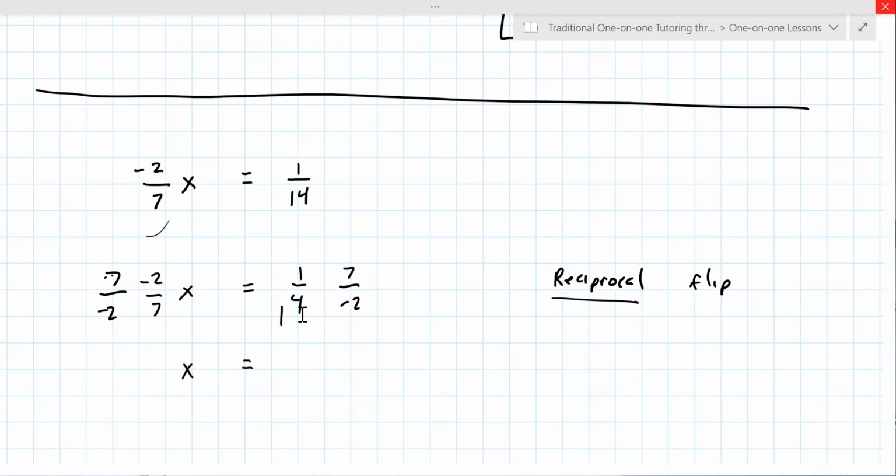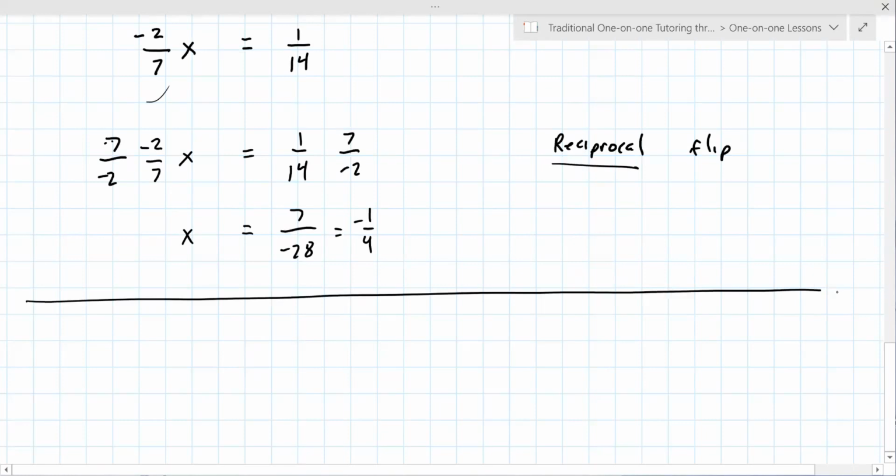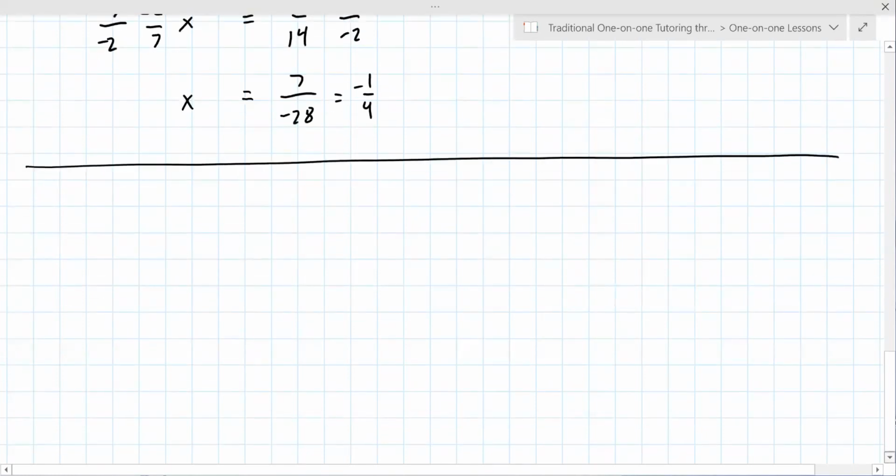It's 7 over, sorry, this wasn't written very well. It's 4, this was 1/14. Oh, my bad. So I guess it would be 7 over negative 28, which would become negative 1/4. Yes. And then we keep it, write it as negative 1/4. Okay. I think that's easier. Okay.